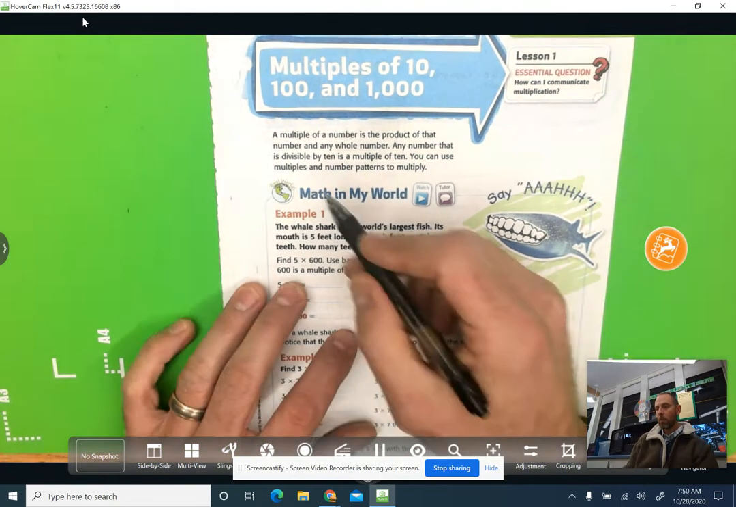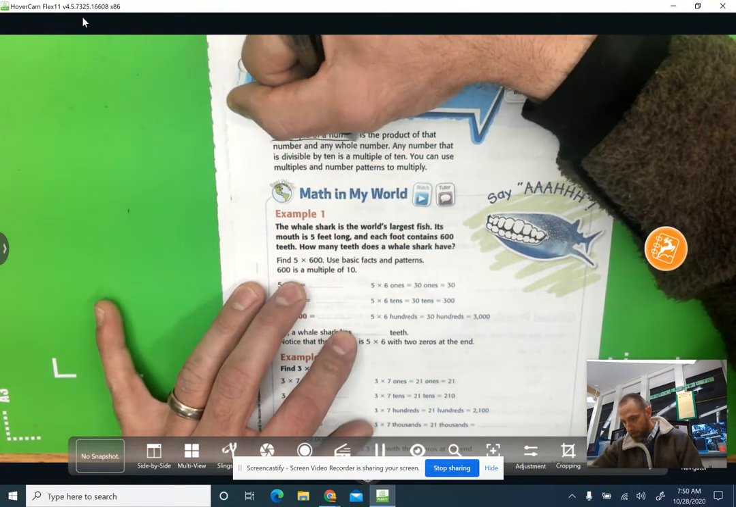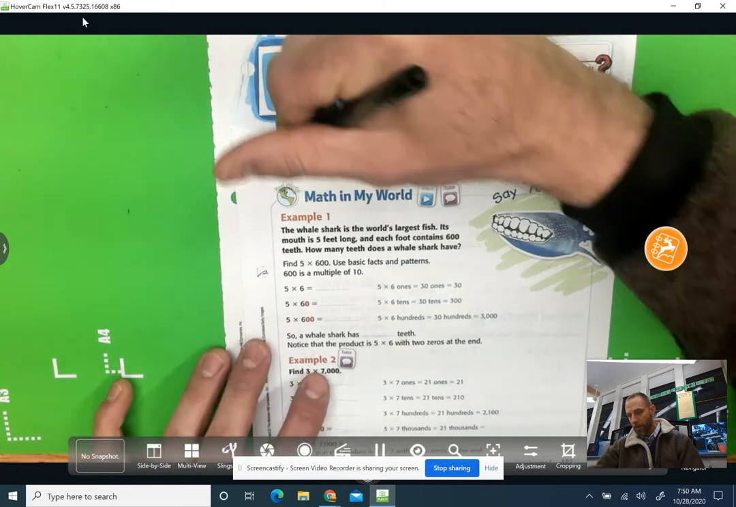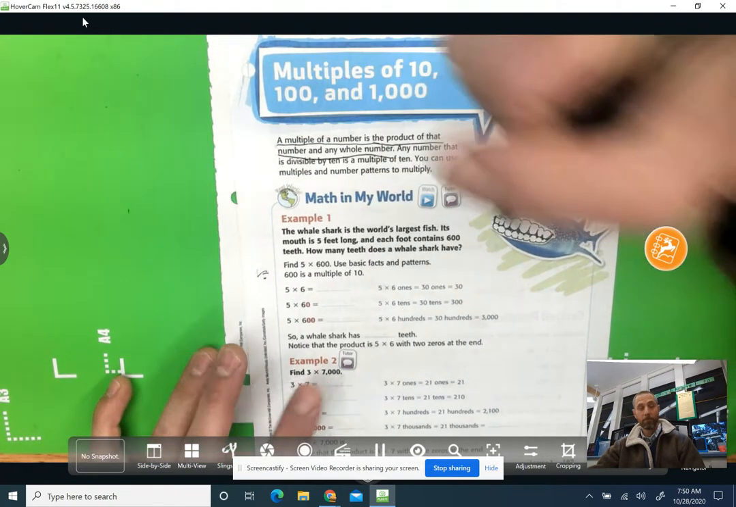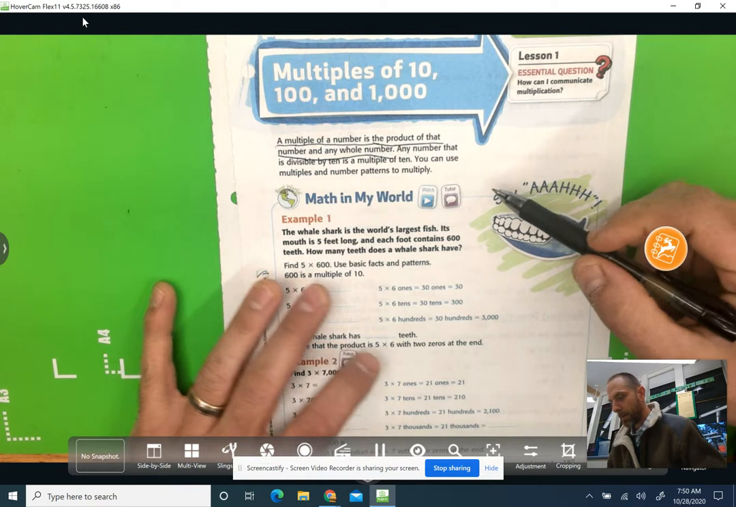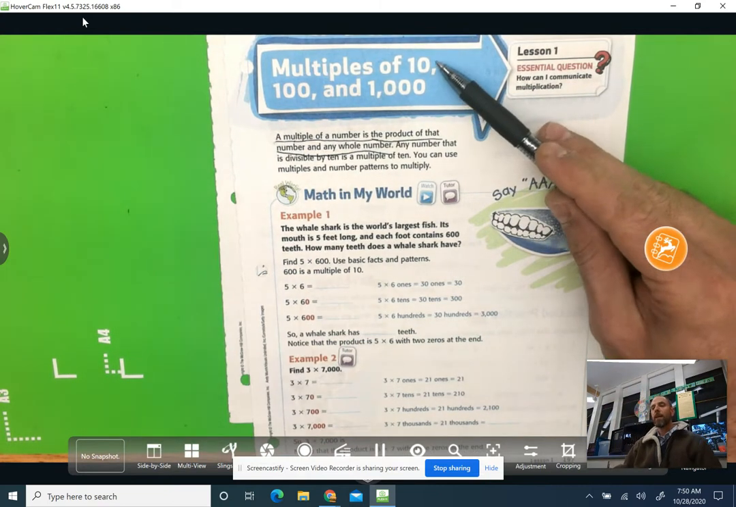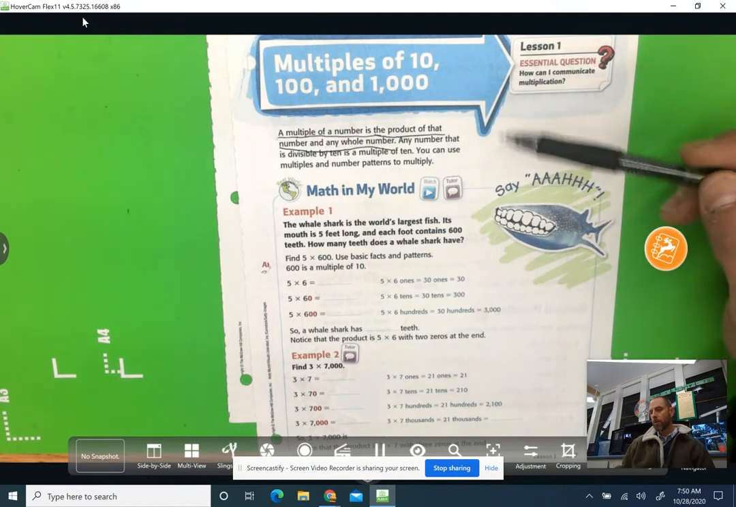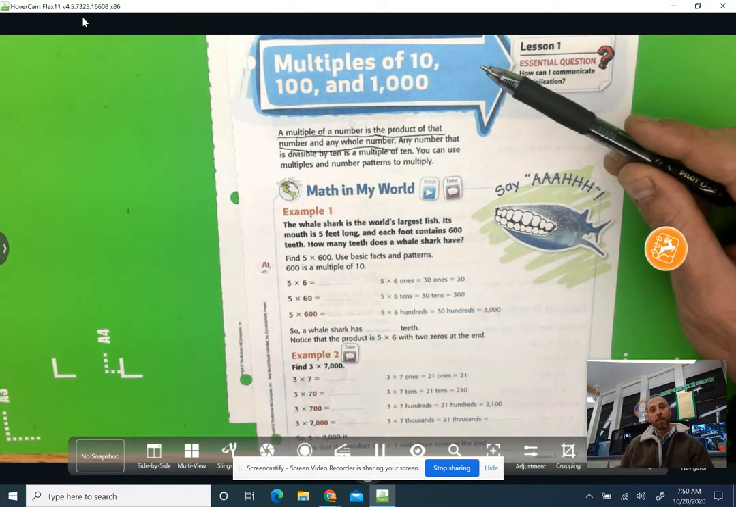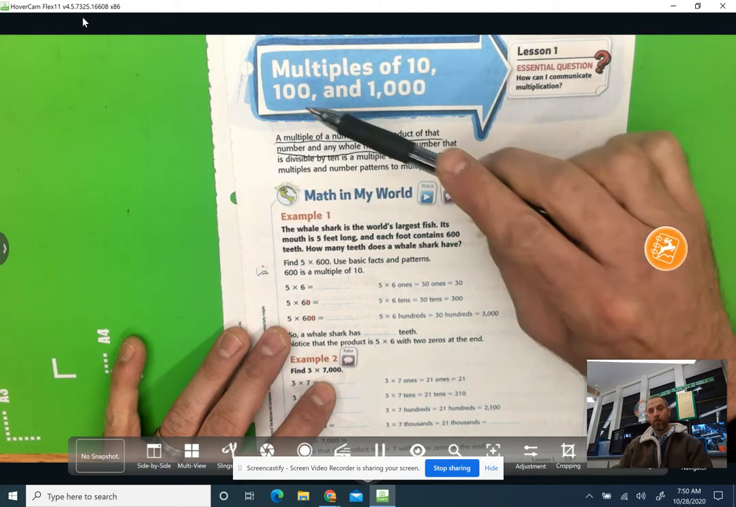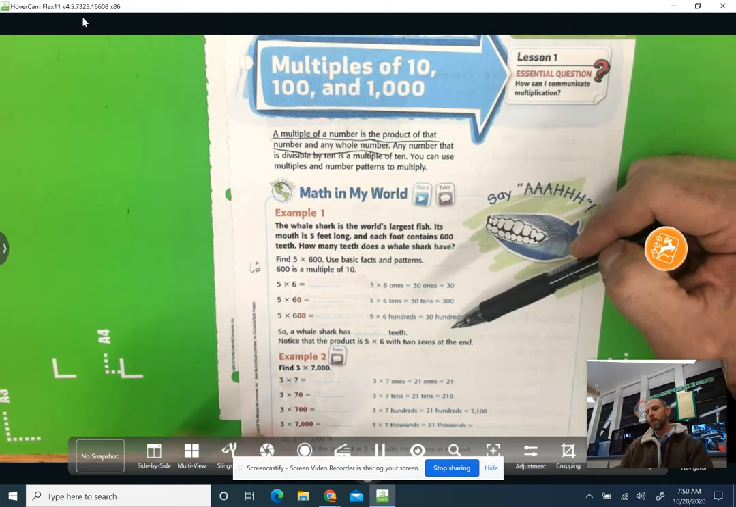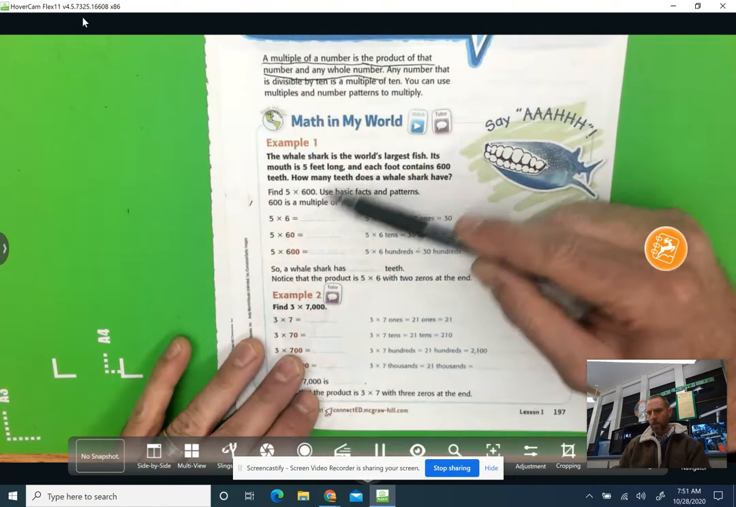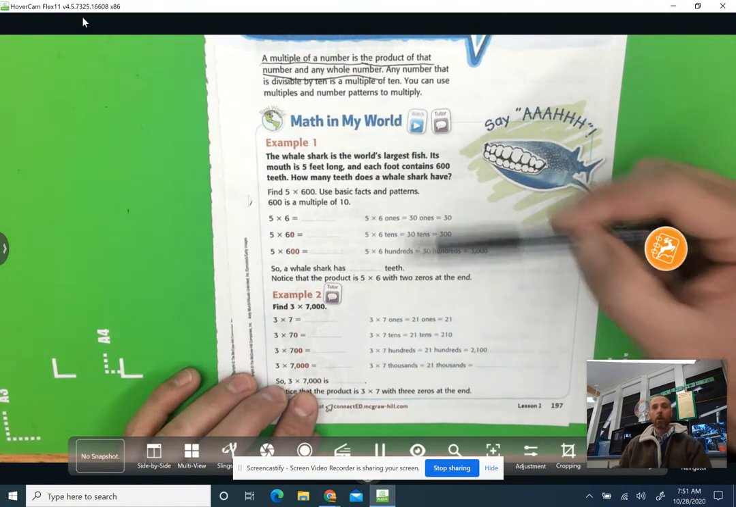Now remember, a multiple is the product of a number multiplied by another number. And multiples of 10, 100, and 1,000 are all numbers that are divisible by 10, 100, and 1,000. And we get to use multiples to help us today, and we also get to use patterns.